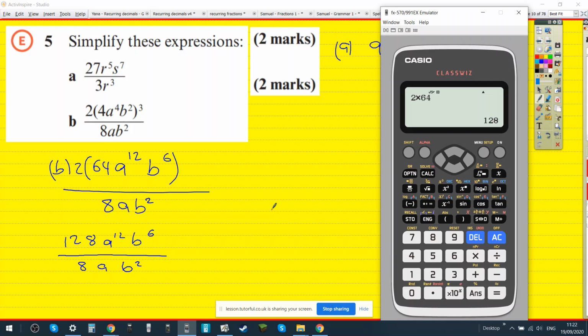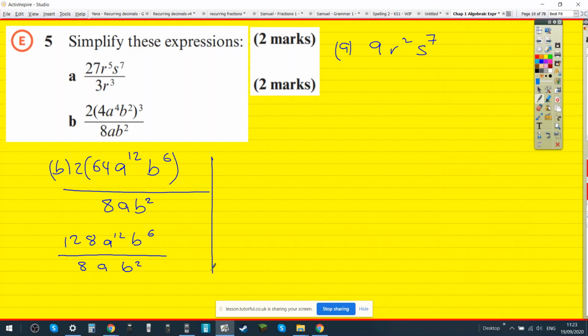Wait, so when you got ab, what would you do with that, dividing with the top fraction? First, I would do 128 divided by 8. I think it's 46. Oh, no, it isn't. 16. That's why you use a calculator. So 16. How about the a's? That'd be just a to the power of 11. And then b would be b to the power of 4.